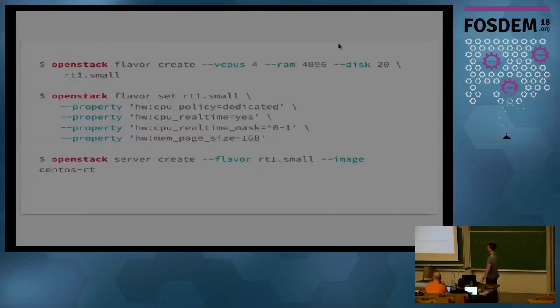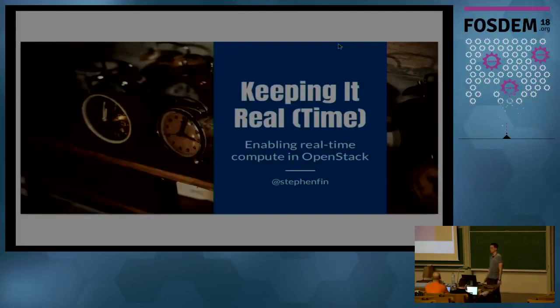So, a wrap-up. From a usability perspective, today, if you install OpenStack, configure your host correctly and use a recent release, you create your flavor, set your various flavor attributes, and then boot your instance, and you now have real-time compute within your cloud, wherever that may be. So that's keeping it real-time. Thanks for listening.